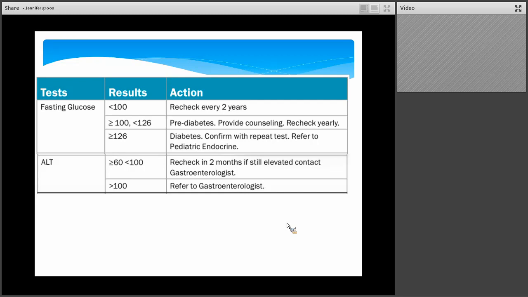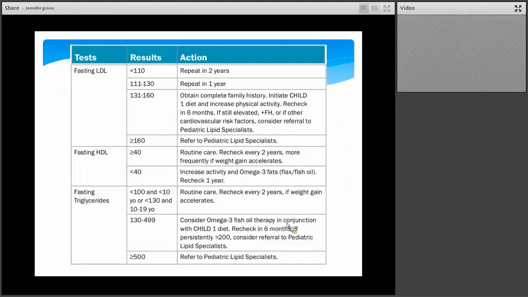If we're doing lab screening, it's really helpful to have some guidelines on what to do with these results. If the fasting glucose is less than 100, we can fall back on that every 2 years screening recommendation. If they are in that pre-diabetic category between 100 and 126, it's recommended that we provide counseling and recheck these children at least yearly. And if their fasting glucose is over 126, that's a diagnosis of diabetes. We need to confirm that with repeat testing and then refer them on to pediatric endocrine for further management.